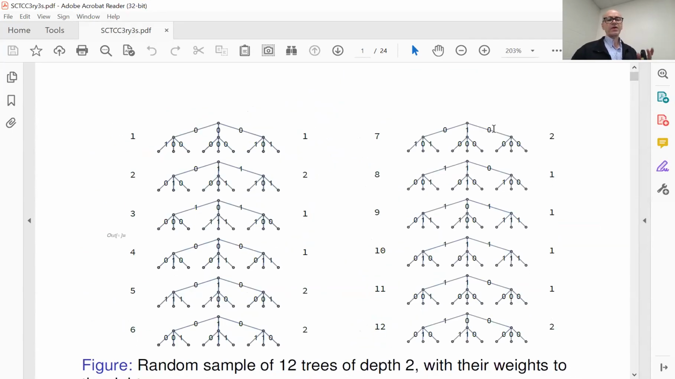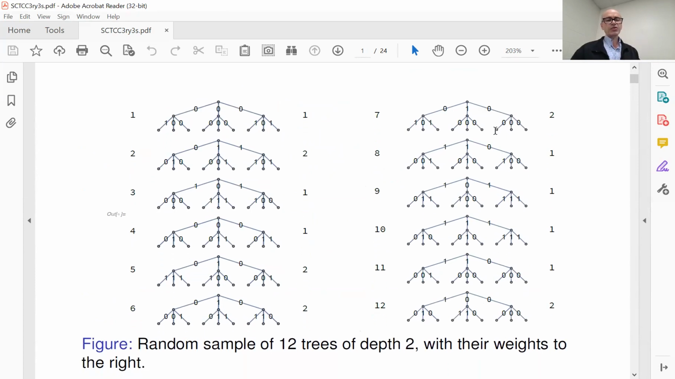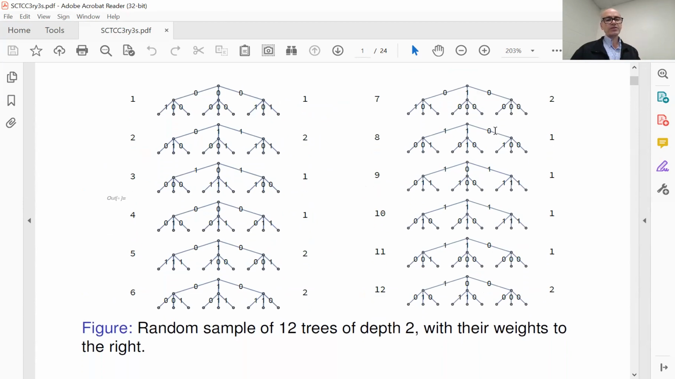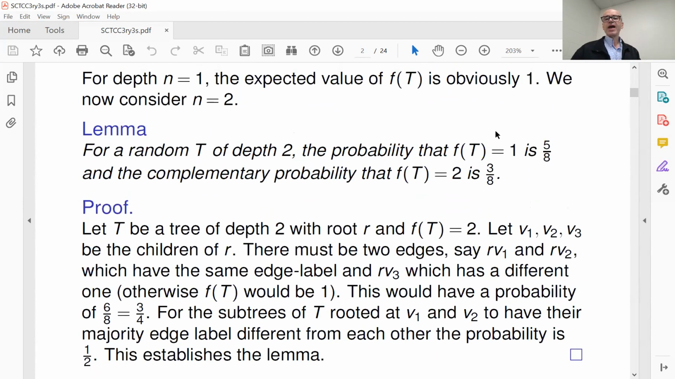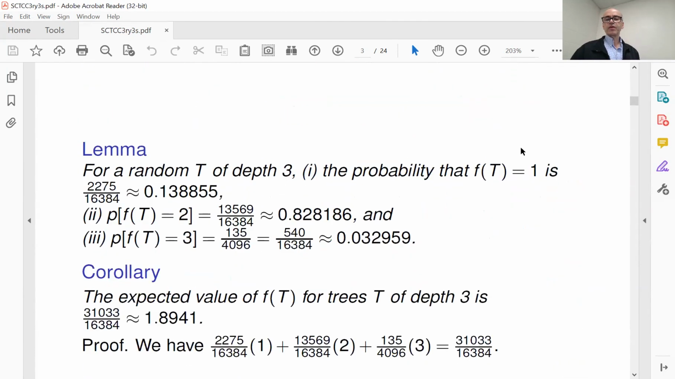So we started with trees of depth 2. These are some other examples. Labels to the left, weights to the right. And then I calculated the probability that the weight is 1. So for depth 2, 5/8 of the time the weight is going to be 1, and the remaining 3/8 of the time the weight is going to be 2. And here's a short proof of that.